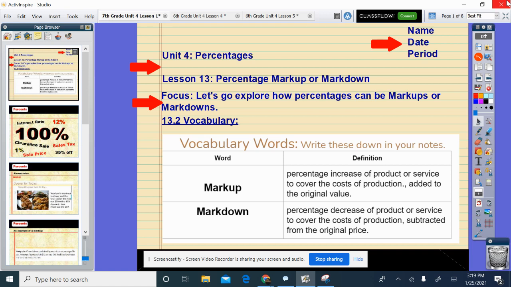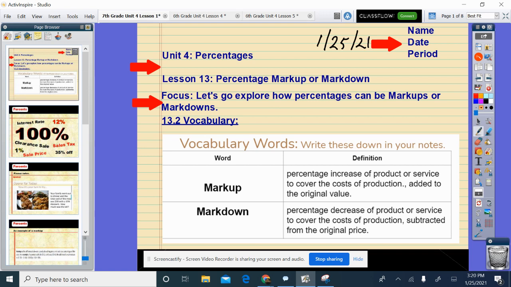Okay, this is the lesson for today, lesson 13. Today is the 25th of January in the year 2021. This is Unit 4, percentages. The lesson is percentage markup or markdowns, but we're going to primarily focus on markups today. Let's go explore how percentages can be markups or markdowns.